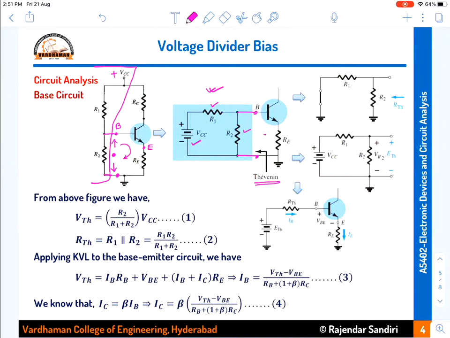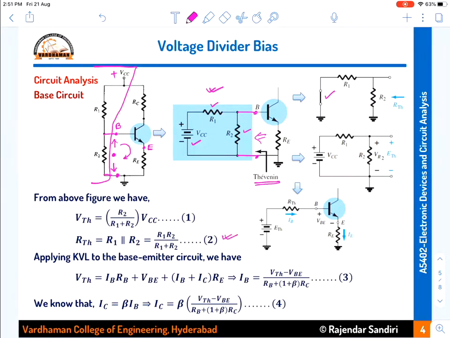If you open circuit those terminals and short circuit the voltage source, it will become like this. Looking into the circuit, these two resistors will be in parallel, so R Thevenin is equal to R1 parallel with R2. That we got as equation number 2.